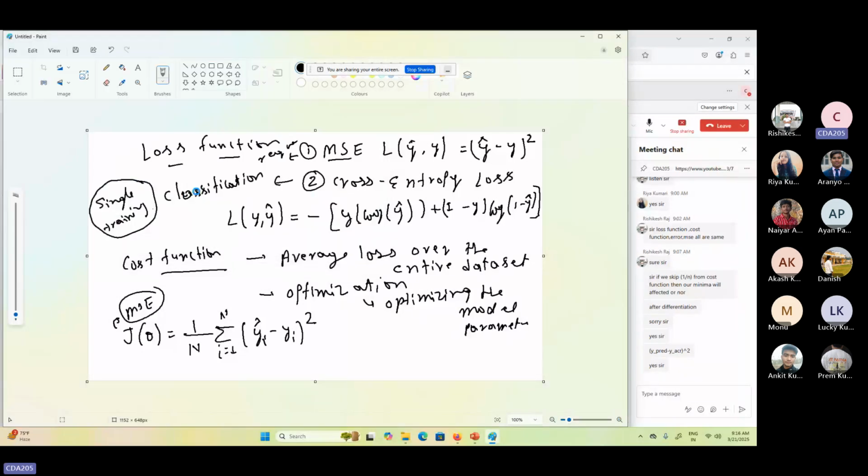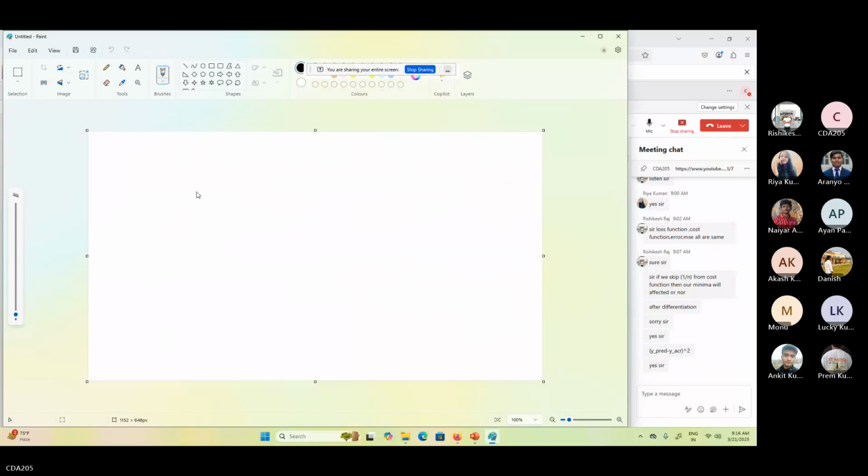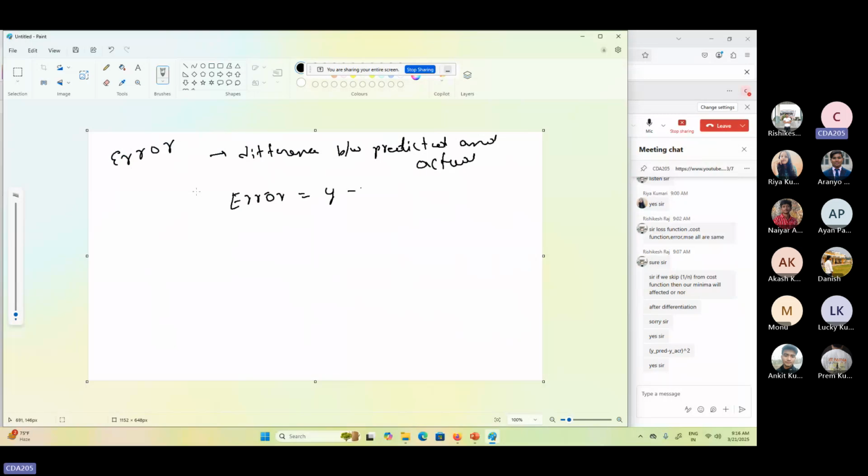अब आ जाओ, एरर क्या है? Error is simple, the difference between predicted and the actual. ठीक है, इन दोनों के डिफरेंस को हम एरर कहते हैं. सिंपल एरर, जिसका हम सिंपल फॉर्मूला लिखेंगे, एरर इज इक्वल टू y माइनस y कैप.